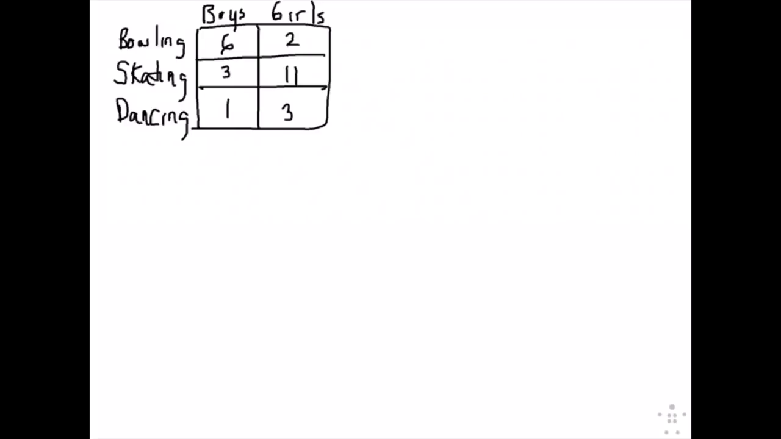So the first thing you need to do before you start to make your relative frequency table is to determine which is your dependent and which is your independent variable. So in this case, we're seeing if the activity, the bowling, skating, or dancing, depends on whether you're a boy or a girl. So that means the boy or the girl is the independent, and I'm just going to write it to remind myself, right? And this, the activity, is the dependent, right? Because we're seeing if the activity depends on whether you're a boy or a girl.